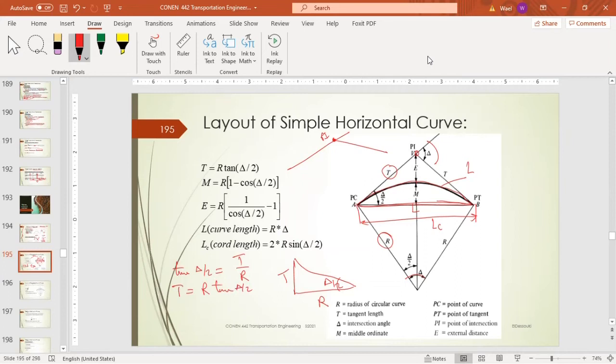The M, that's the middle ordinate. We can calculate it very simply. Let's calculate this distance and subtract it from R. That means, let me draw this here.